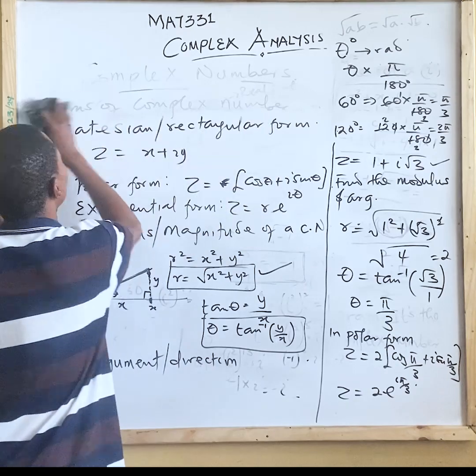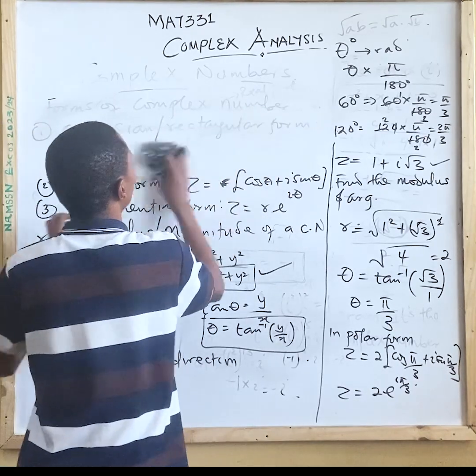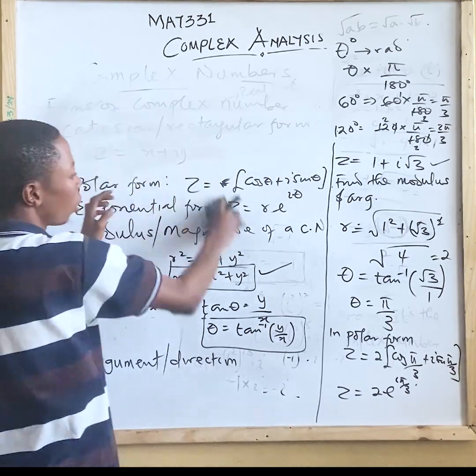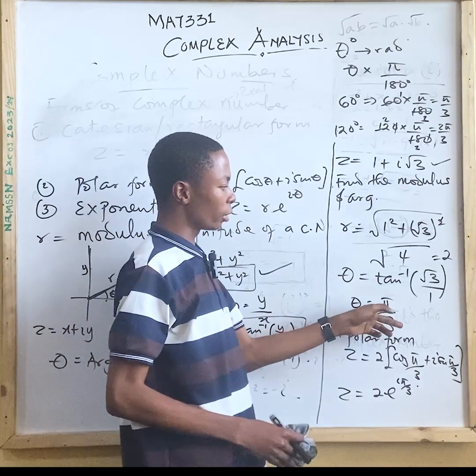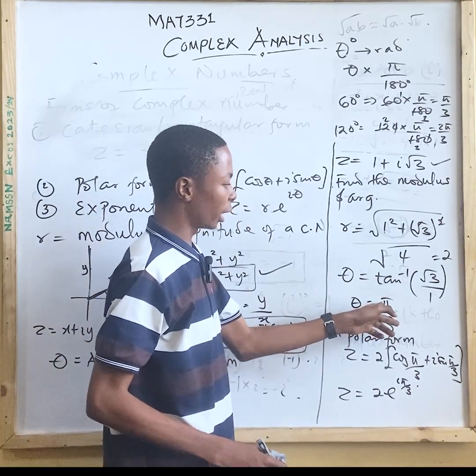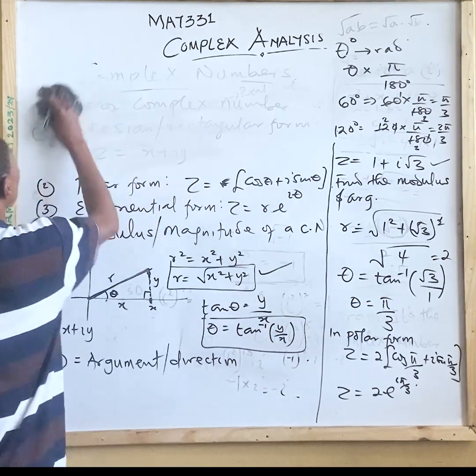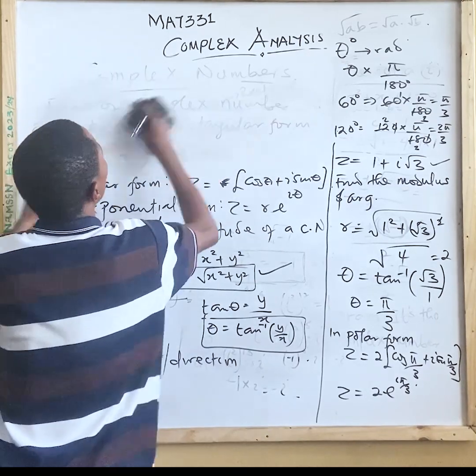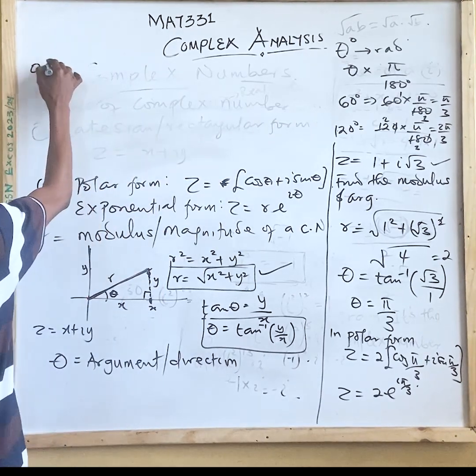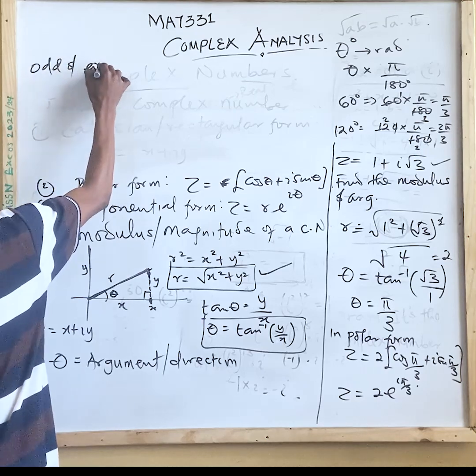which is odd and even functions. Because there will be some cases whereby we are going to be having a negative angle here, for example, a negative angle. Okay, odd and even function.